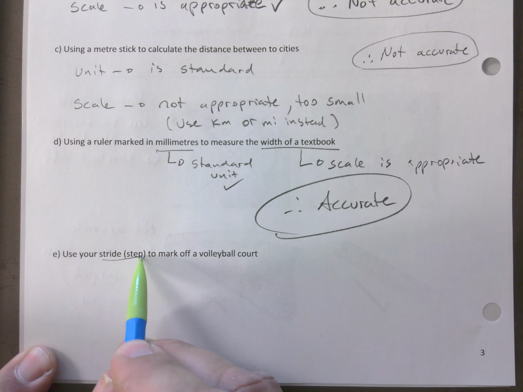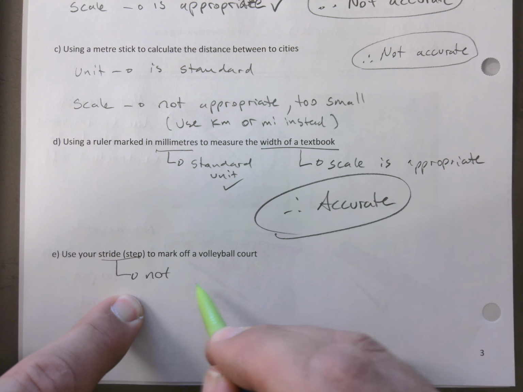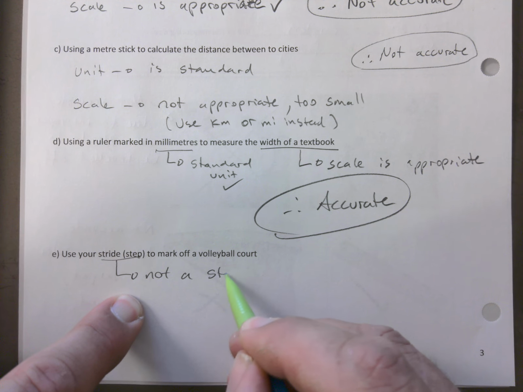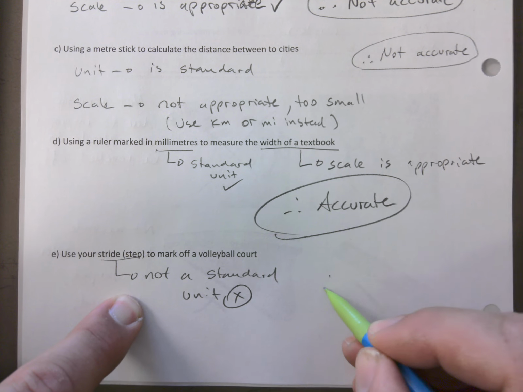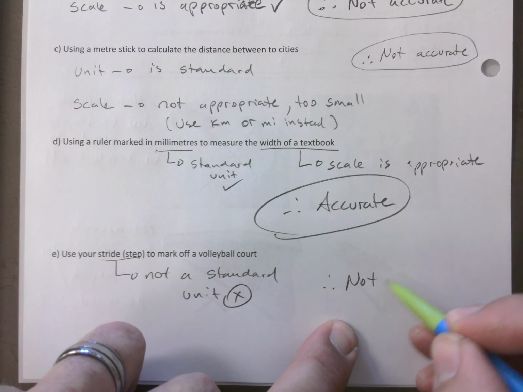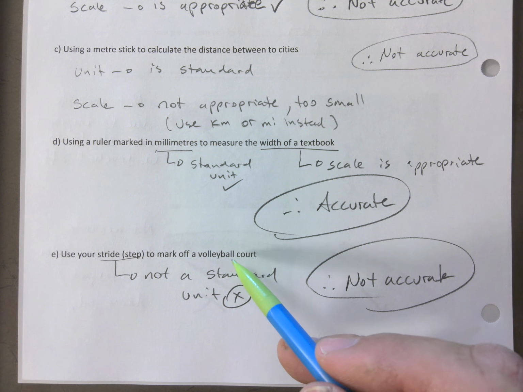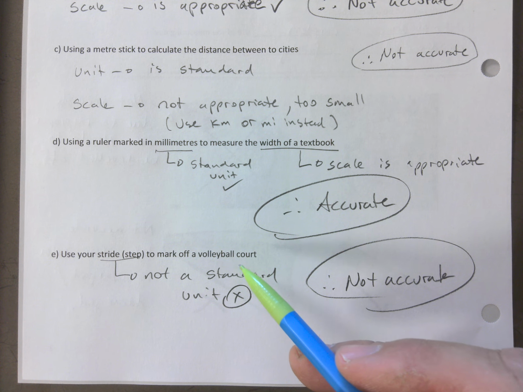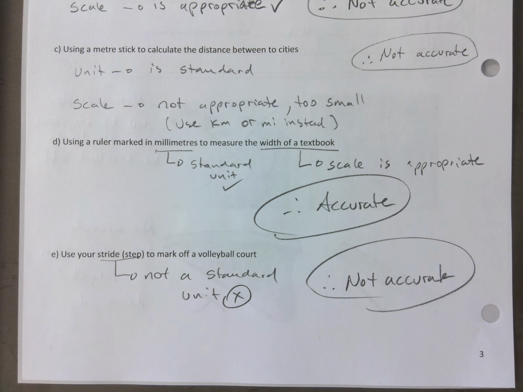Using your stride or step, right there, it's not a standard unit. We could actually say right there, not accurate. Is the scale appropriate? Actually, it turns out yes. Using your feet to measure a volleyball court is not unheard of. Using your feet to measure the distance between two planets, probably not a good idea, right? Okay.